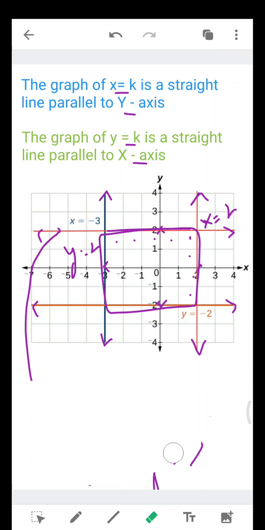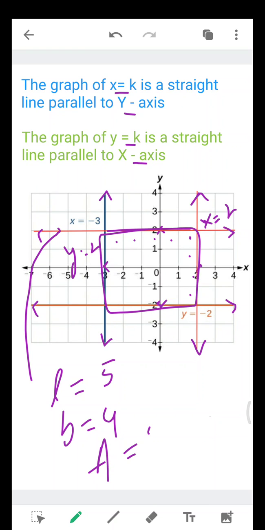Even this type of questions are asked in exam. These are not there in your reader. These all are extra things, which are very important for your exam. So here the length of this rectangle is 5 units and breadth of this is 4 units. So area of this rectangle is L into B, that is 5 into 4, that will be 20 square units.